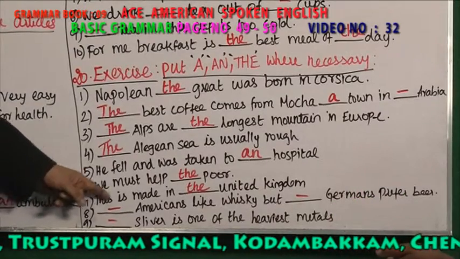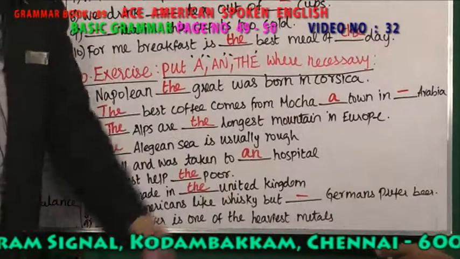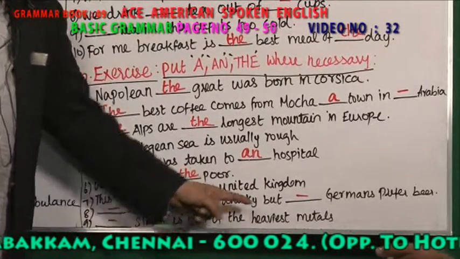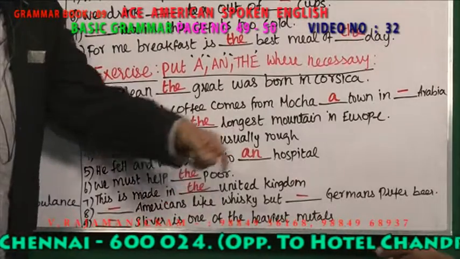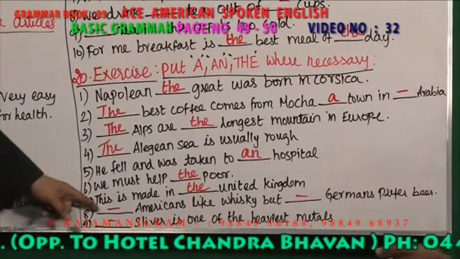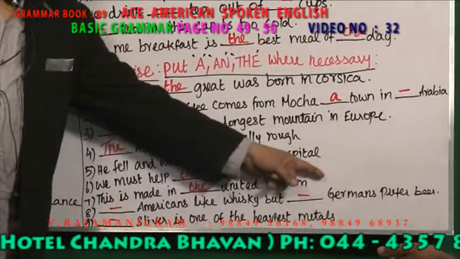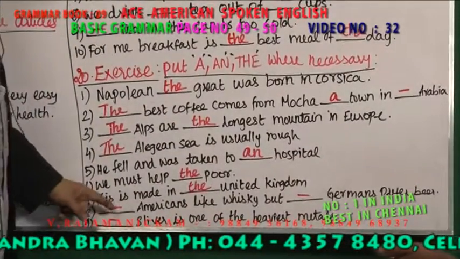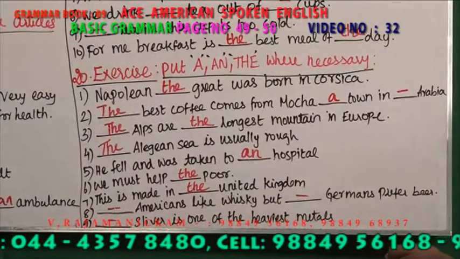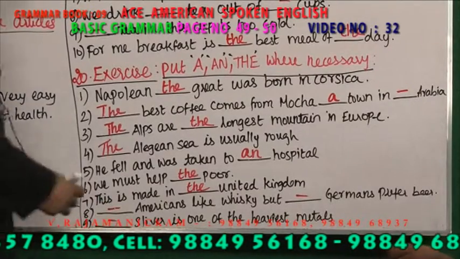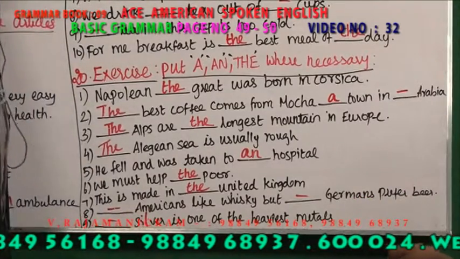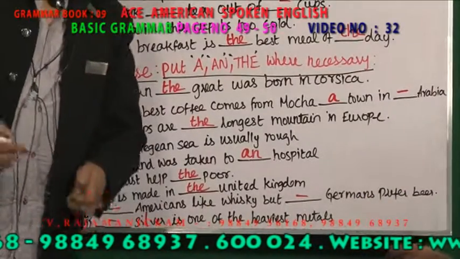So, next, this is made in dash United Kingdom. So, in front of United, the United States of America, the United Kingdom, the United Arab Emirates. So, in front of United, you have to use the. Dash Americans like whiskey, but dash Germans prefer beer. So, in front of proper noun, Americans and Germans, you are not supposed to use articles. Dash silver, dash silver. So, in front of metals, you are not supposed to use articles. It is one of the heaviest metals.